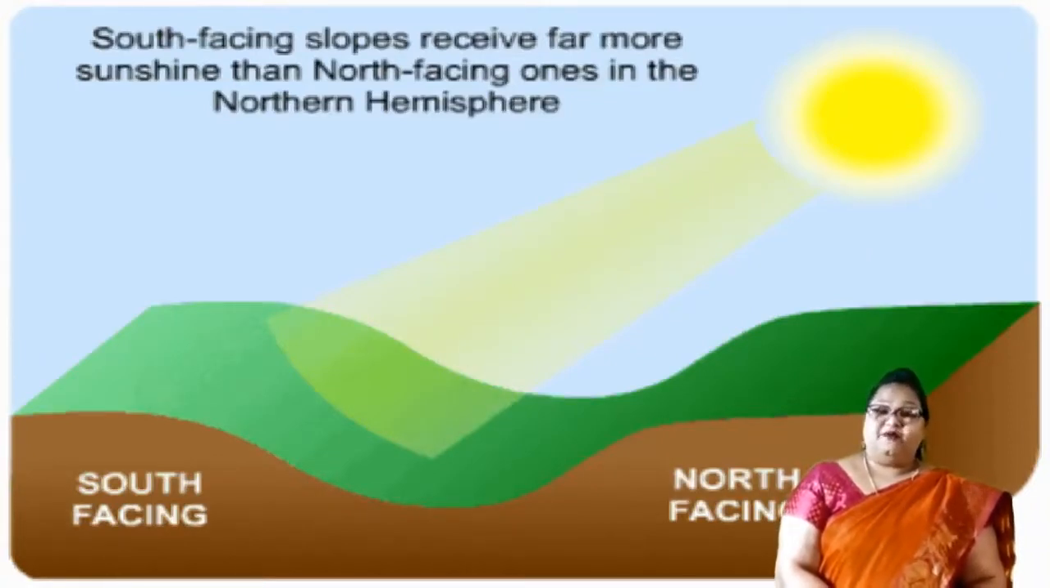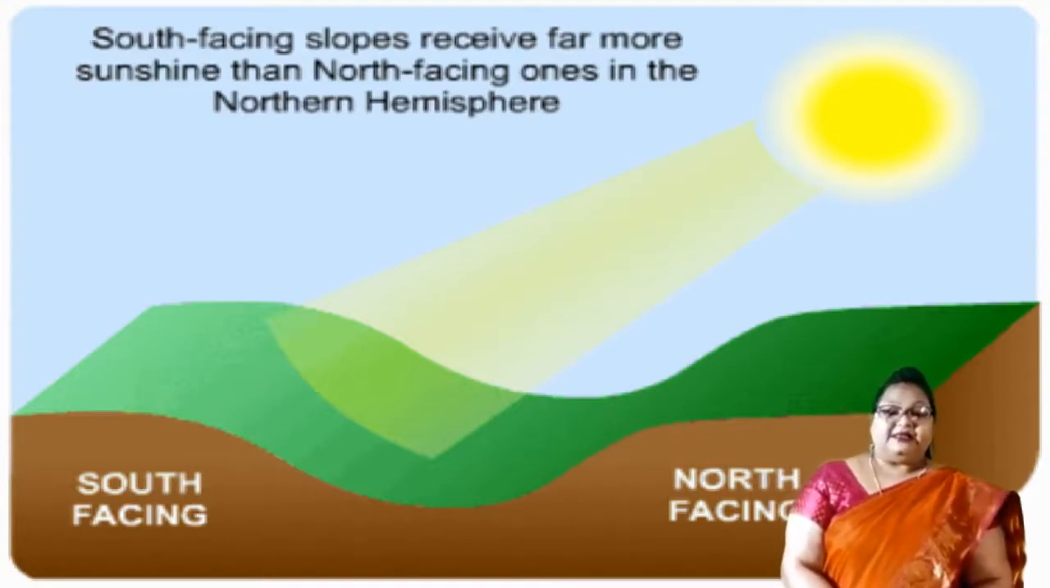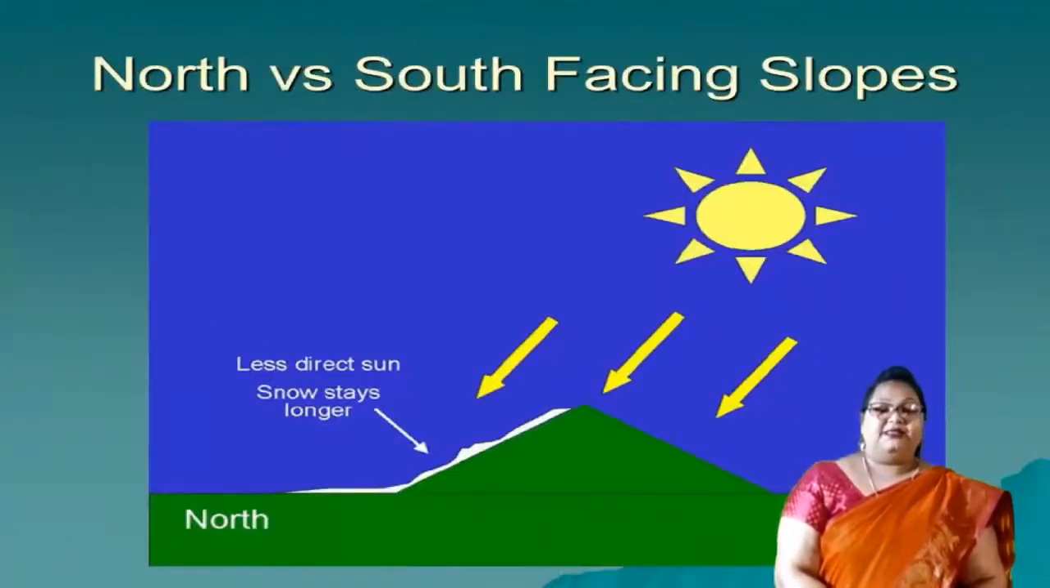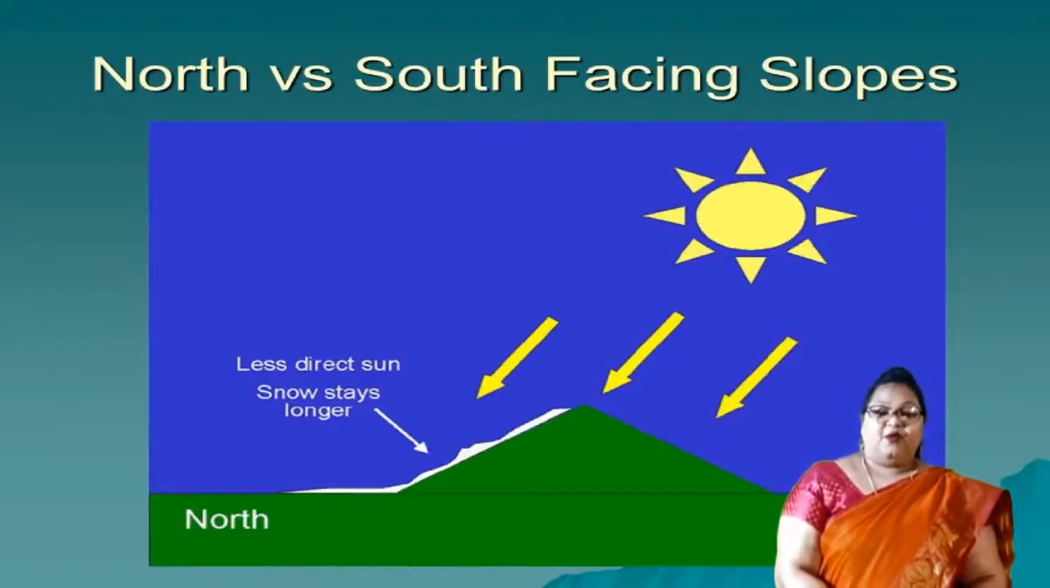Direction of the slope of the land. Now, the slopes that are facing south in the northern hemisphere are warmer than those that are facing north, because the sun rays strike the south-facing slope at a steeper angle than they do the north-facing slope, which is also called the sheltered slope.